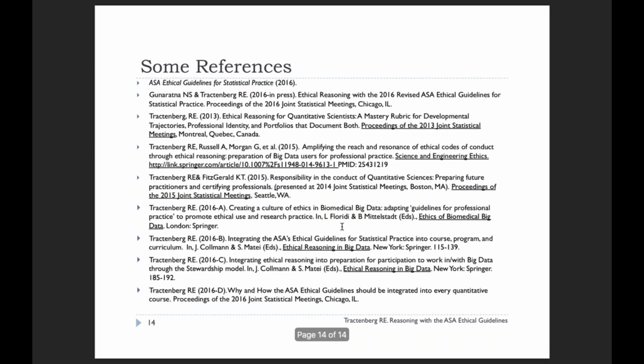So some of the references are here. This slide is not an exact match to the one that is available on the CAUS website because the Ethical Guidelines for Statistical Practice has a URL there. But I'll stop here and take any questions.